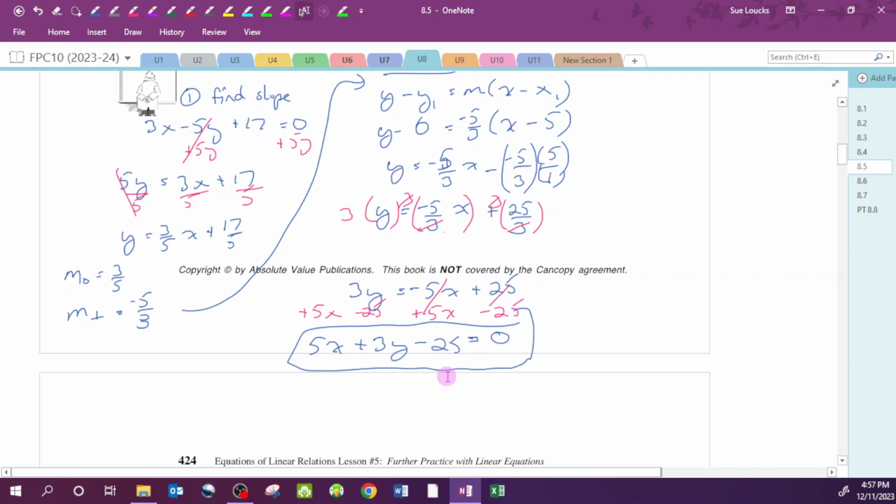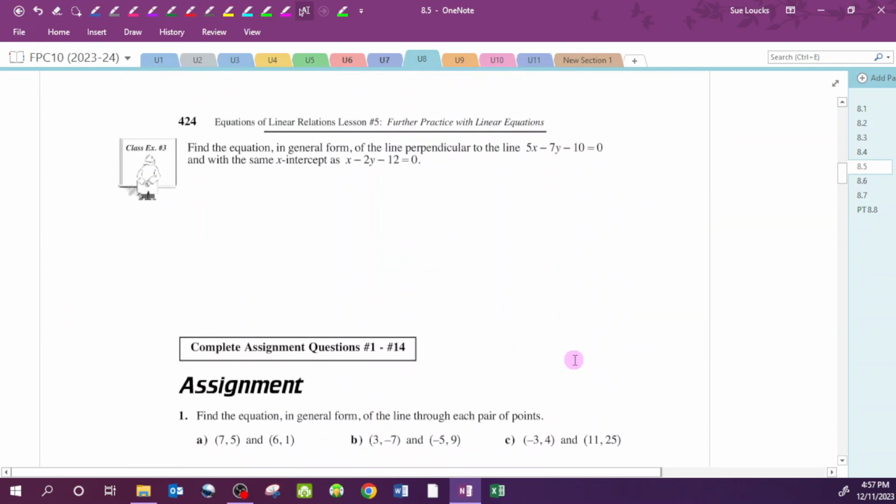Okay, one more example, and then we're done. Find the equation in general form of the line perpendicular to that, but with the same x-intercepts as this question. Okay, usually it's y-intercepts, so be careful with that. So first thing I want to do is find my line perpendicular to this.